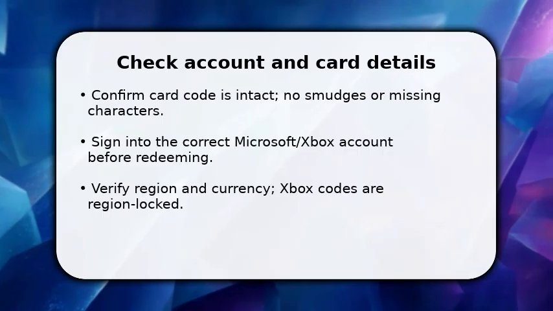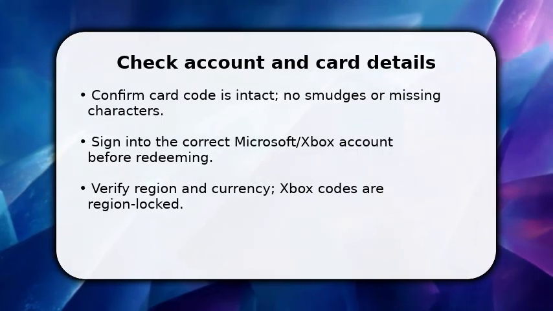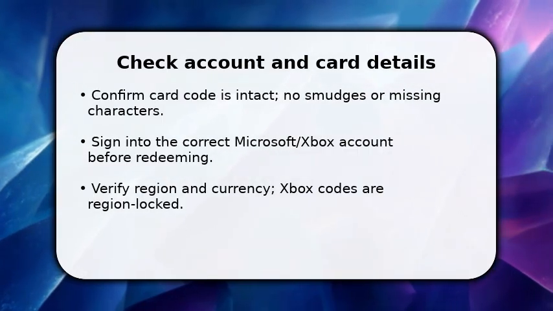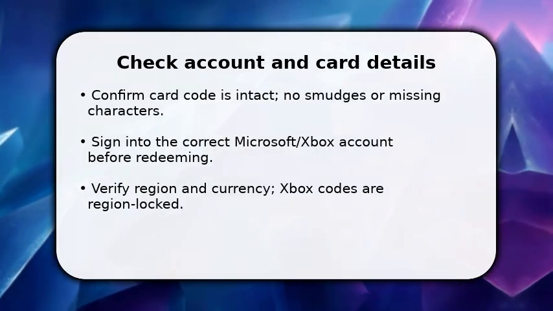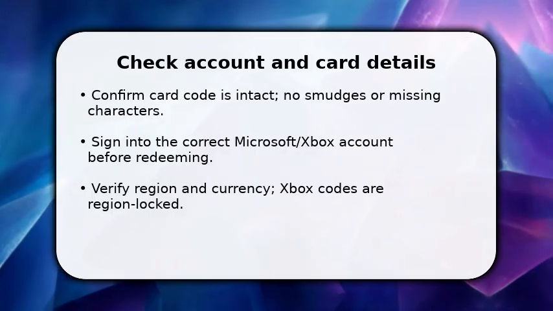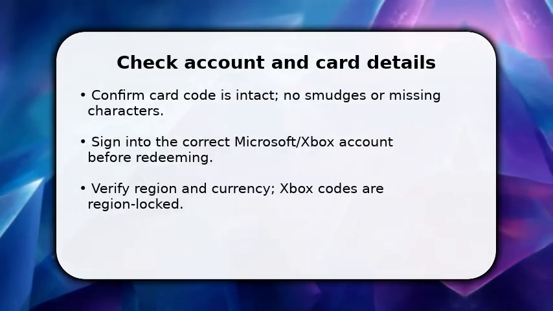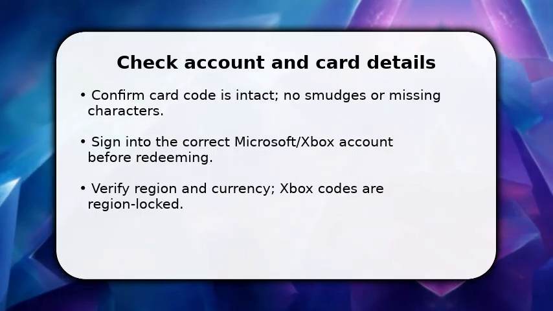You start by confirming the obvious but crucial items. Check the code for smudges and type it exactly, because one wrong character blocks redemption. Once done, make sure you're signed into the Microsoft/Xbox account that should receive the balance. Codes redeem to that profile.